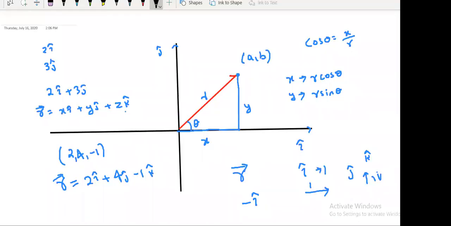Now which message? I can just see you. Is my message reaching? That's it. Okay.